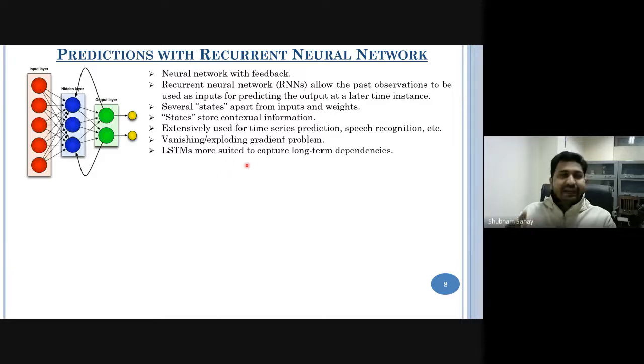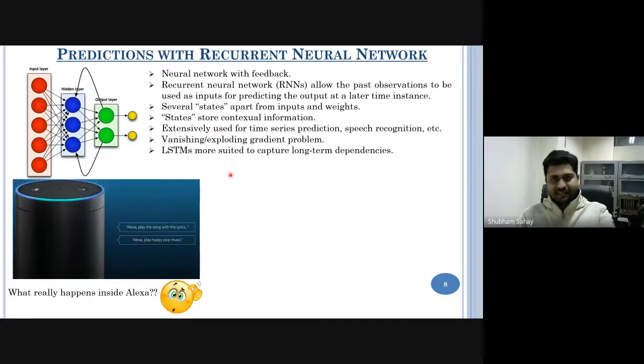So to give you a practical example of what exactly these LSTMs or RNNs do. Let us say you talk to Alexa and you say, okay, Alexa, play a song where Shah Rukh Khan was dancing on a train. So Alexa will definitely play Chhaiya Chhaiya song. But how does it do it? What exactly happens inside Alexa?